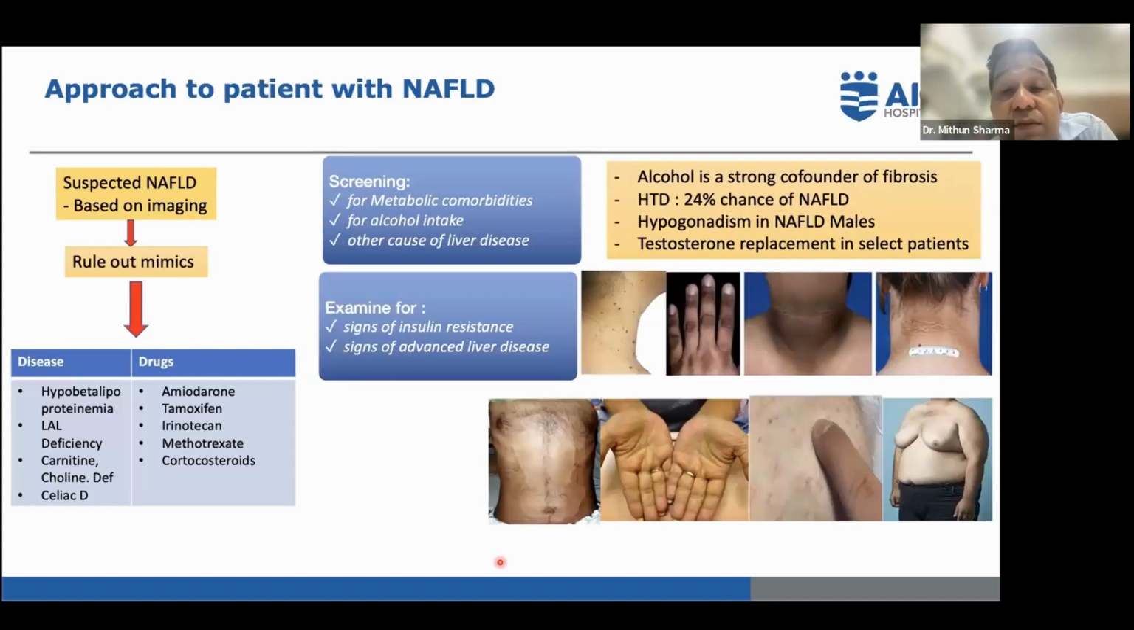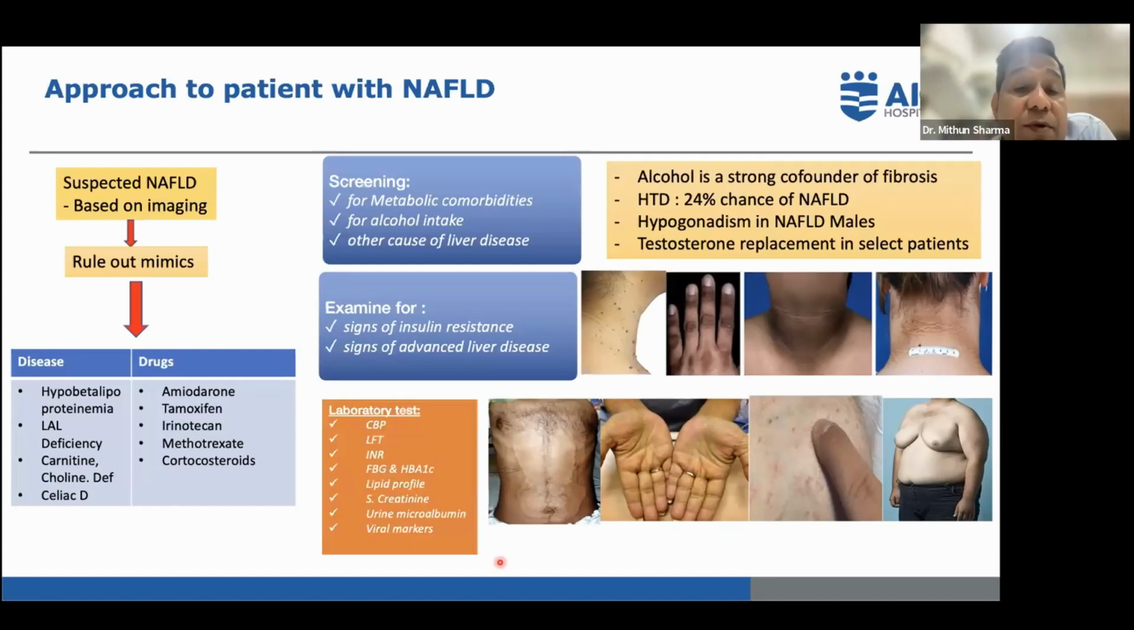And also, we look for signs of advanced liver disease like palmar erythema, gynecomastia, or spider nevi. So based on this, we order some laboratory tests, which are very simple tests, which we do in our day-to-day practice.